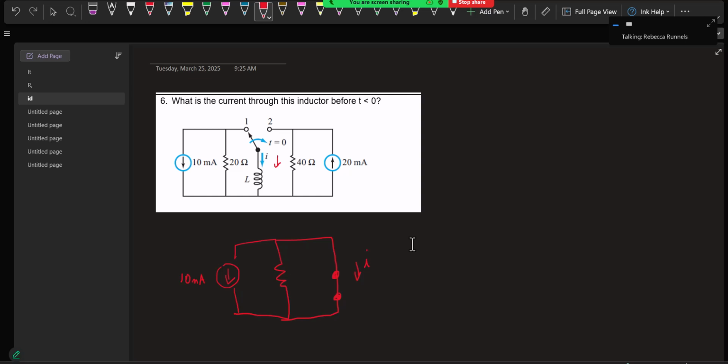So what is this current going to be? Yeah, so it's actually negative 10 the way it's drawn, because it's drawn going down, but the current would really be going up. So I would equal negative 10 milliamps, because it's shorting out the resistor. It's just acting as a wire.